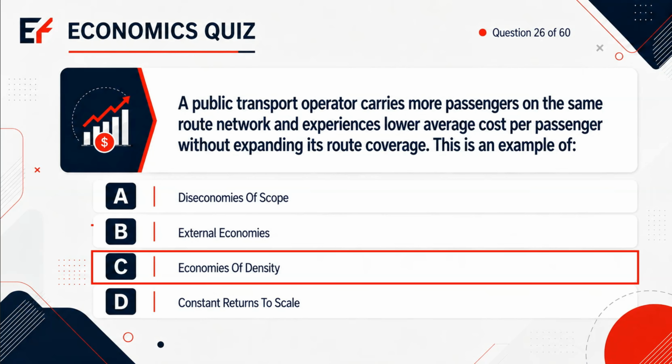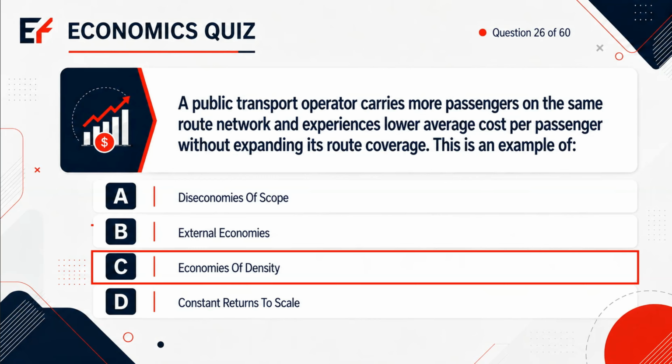Economies of density occur when a firm serves more customers within its existing network or geographic area, causing average cost per customer to fall. In this case, the operator carries more passengers on the same routes without expanding coverage. Therefore, the existing buses, terminals, and route infrastructure are used more intensively.